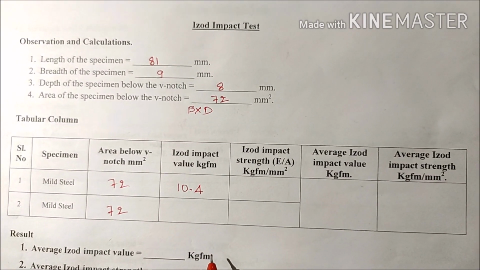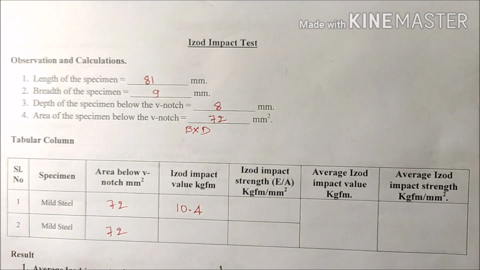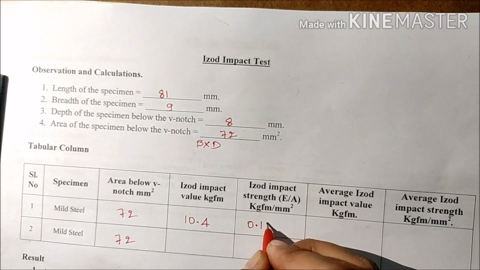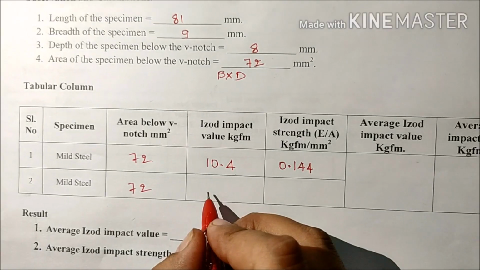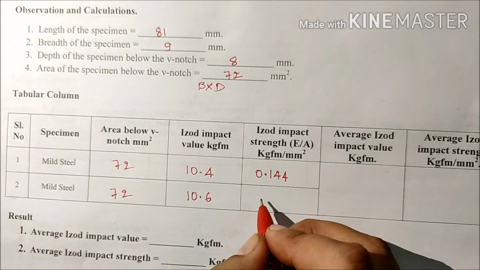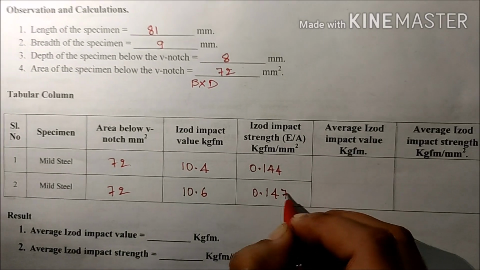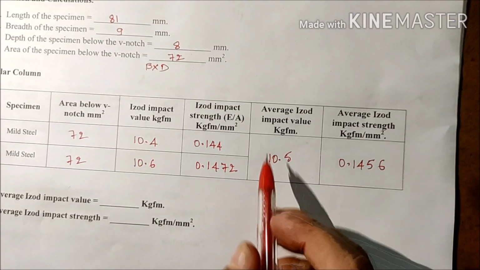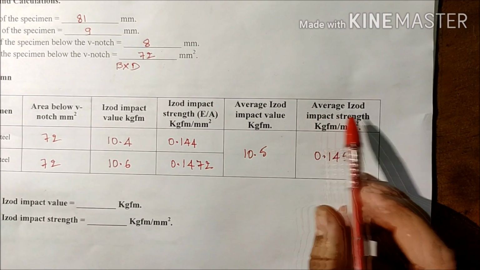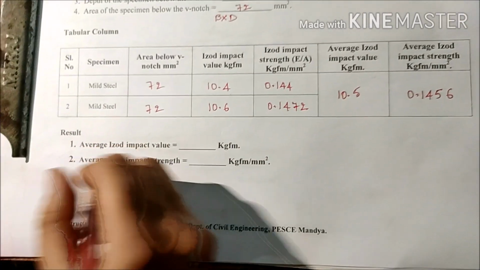Calculate Izod impact strength, that is by using the formula E by A, where area is 72 mm square. Here we got Izod impact strength as 0.144. Similarly, repeat the experiment and note down the values, and hence calculate Izod impact strength. And hence calculate average Izod impact value in kg force meter and average Izod impact strength in kg force meter per millimeter square, and tabulate the results.